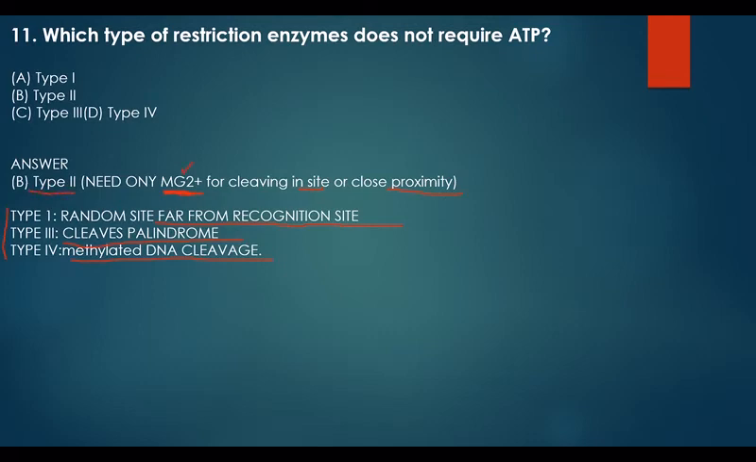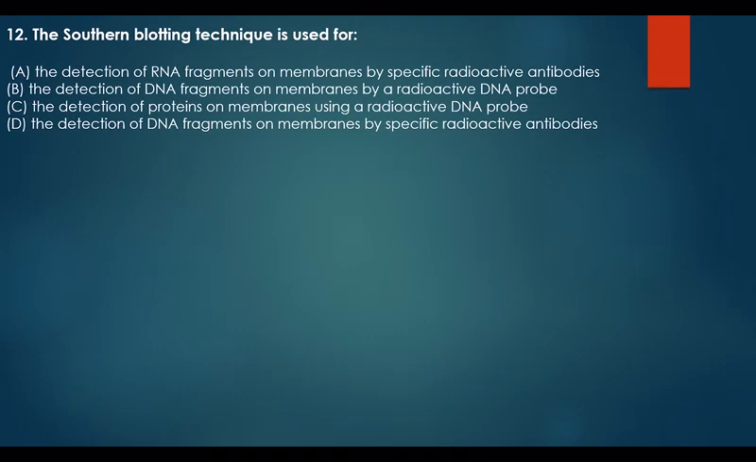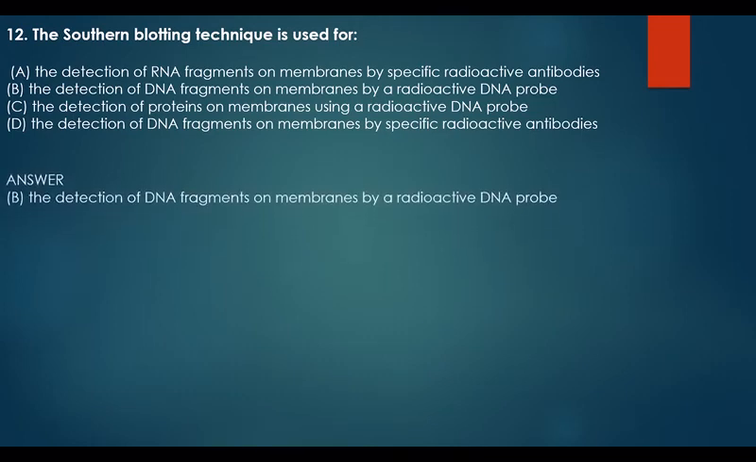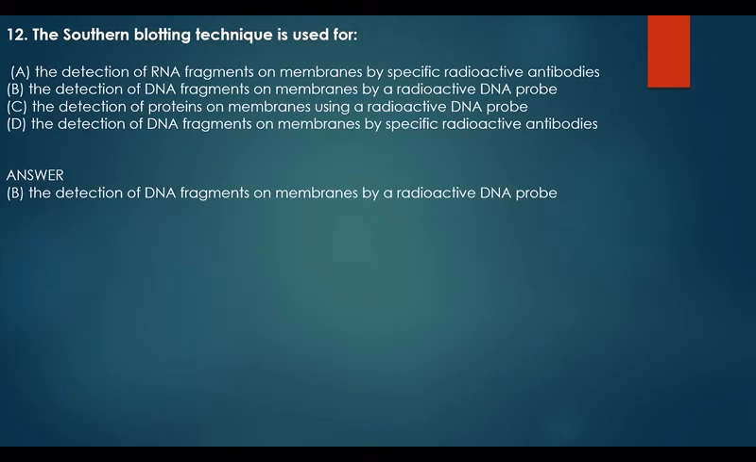Next is, southern blotting technique is used for. The answer is the detection of DNA fragments on the membrane by radioactive DNA probe. We know southern blotting is for DNA, northern blotting is for RNA, and western blotting is for protein. So options A and C are wrong because they are based on RNA and protein. B and D are based on DNA fragments only, but B uses a radioactive probe, while D uses radioactive antibodies. Radioactive probes are used only in blotting techniques, not antibodies. So the answer is B.